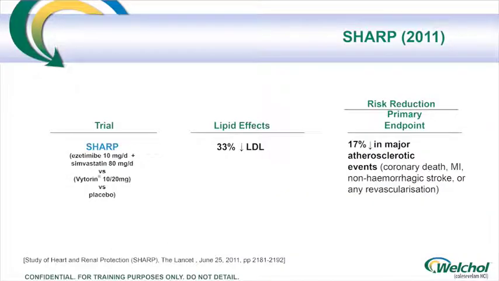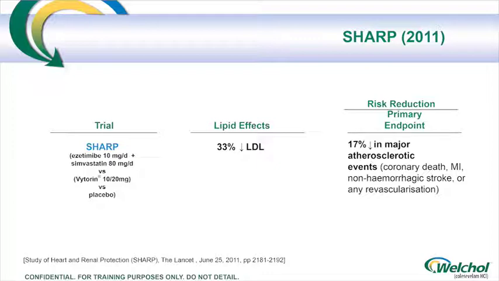The SHARP study was published in The Lancet in June 2011. In this trial, 9,270 patients over 40 years of age with chronic kidney disease and no known history of MI or revascularization were randomized either to combination treatment with Vytorin, 10-20 milligrams daily, or placebo. Approximately 1/3 of participants were on dialysis. Although lipids were measured, there were no lipid inclusion criteria.